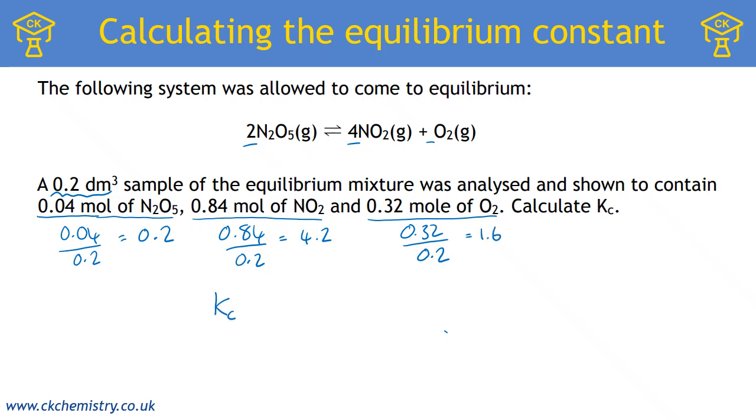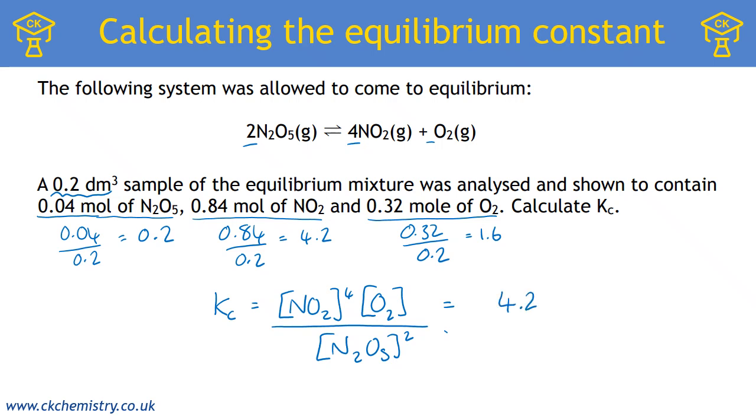And Kc is concentration of NO2 to the power 4 times the concentration of O2 all over the concentration of N2O5 squared. And I'm going to put my numbers in, so just make sure that we get them all the right way round, because they could be in any order. So I've got 4.2 to the power of 4 times 1.6 on the top. And then at the bottom, I've got 0.2 to the power 2.